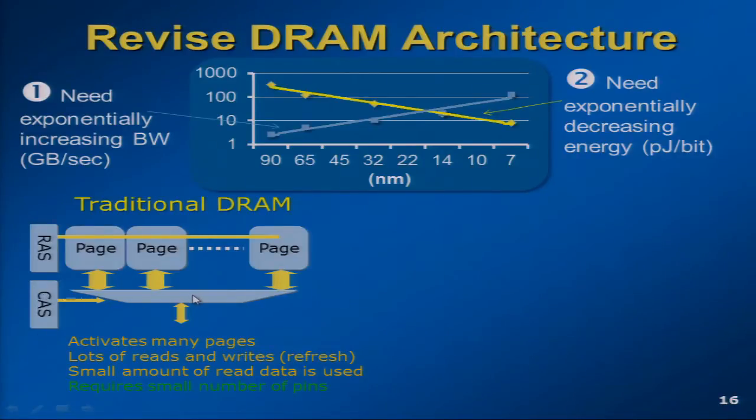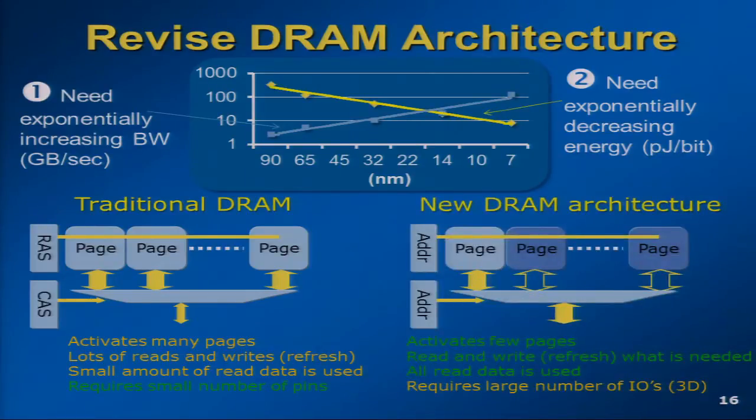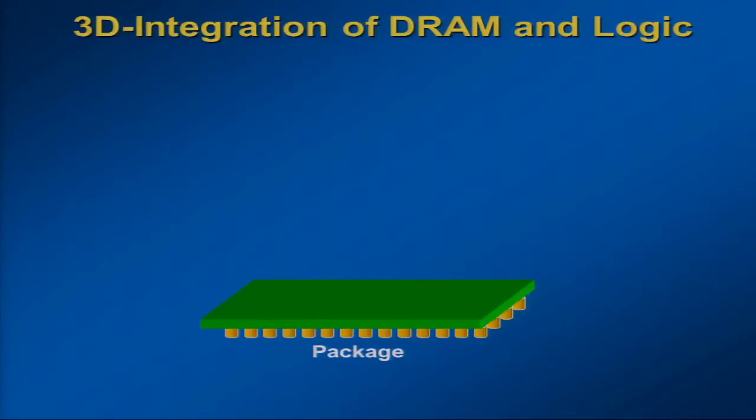It went and read a few bits from this row buffer and put them onto the bus. Look at the wastage that you had. And this is the same architecture that we have been carrying through for decades. We need to change this by having a new DRAM architecture such that the address comes in, you access only the page that you need to read, and then you read it out, and all the data that has been read from the DRAM gets utilized. The only problem is this requires a lot of pins. Well, technology to your rescue.